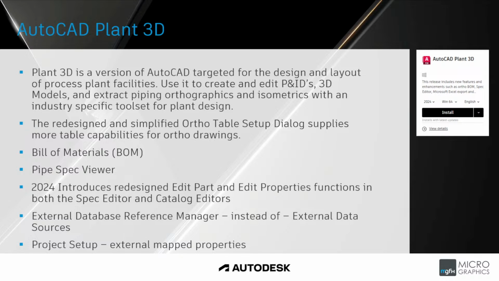The pipe spec viewer now displays all parts available for a specific size. Use the search to find specific components. Change the size and spec. Update in both the pipe spec viewer and part insertion panel, which you can find on the ribbon.